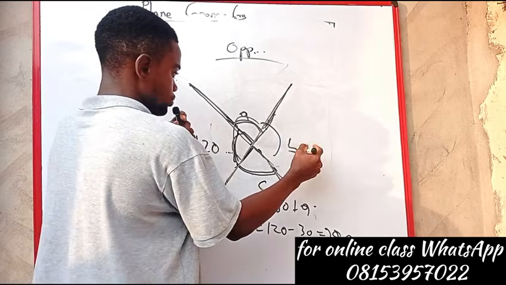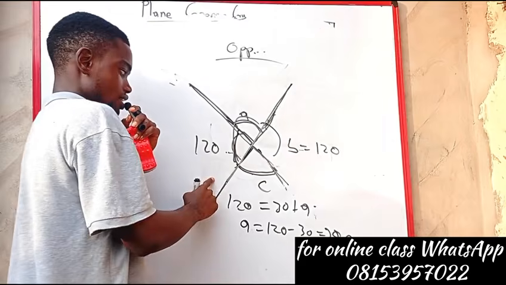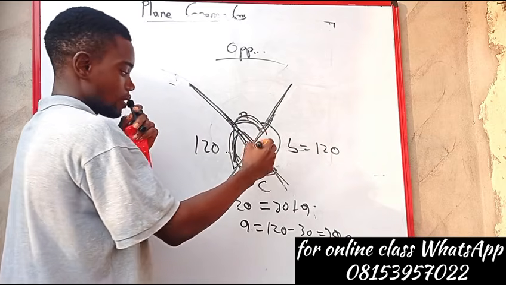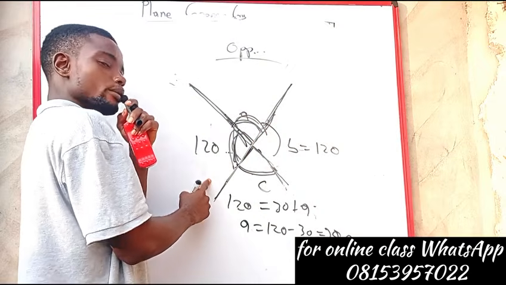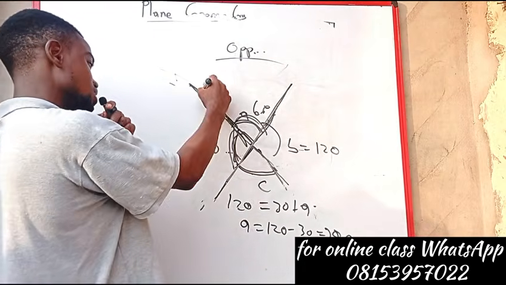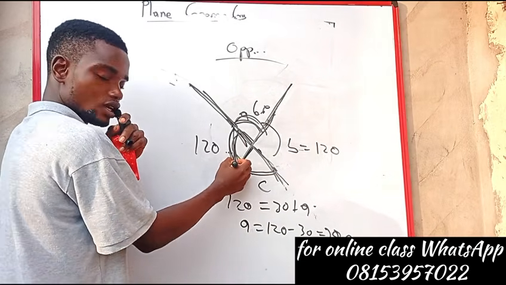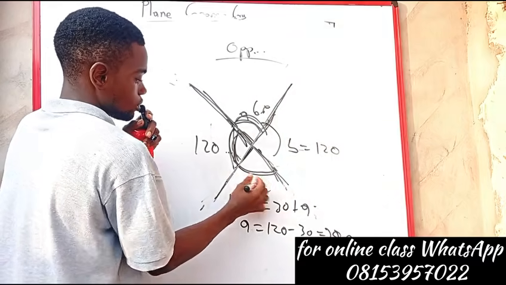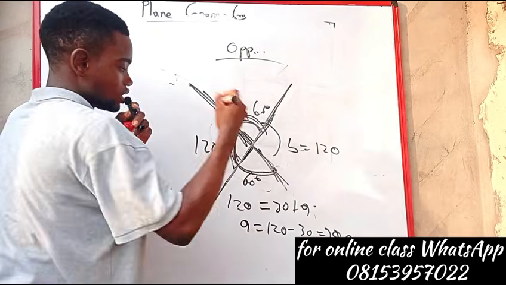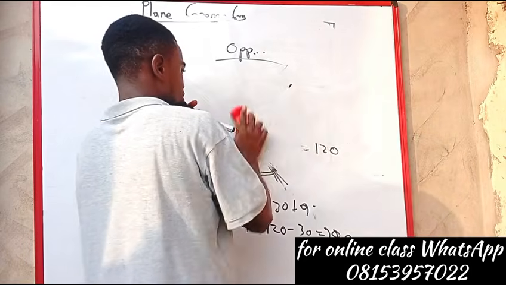So if this is opposite to this, B is also going to be what? 120. You get? Now, if this is a straight line, 180 minus 120, which is this part, is going to give us this part. And 180 minus 120 is going to remain what? 60 degree. Now, 60 degree is opposite to this one. Or you can also take this as a straight line: 180 minus 120 is going to give us this side, which is 60 degree. Are you getting me? So now we are done on opposite angle.